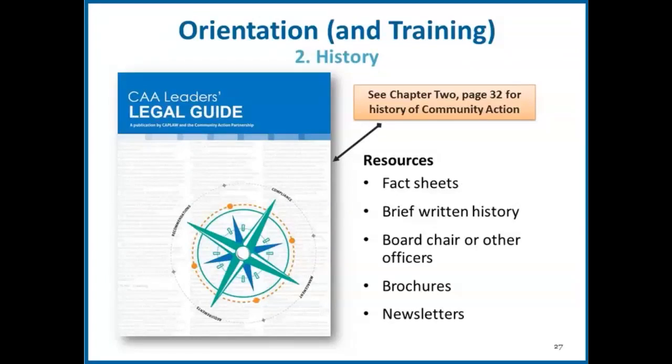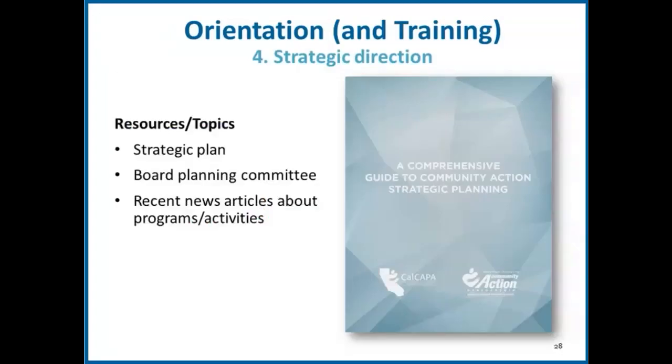So other things to include in this section would be the map of your board structure, any brochures that describe the programs and services provided by your agency, any newsletters that can provide a little bit of the history of what you've been working on as an agency. And again, you want to make sure that new board members understand who your agency is and who community action is.